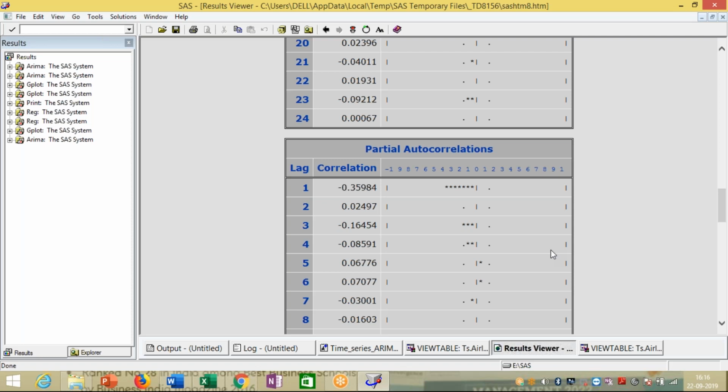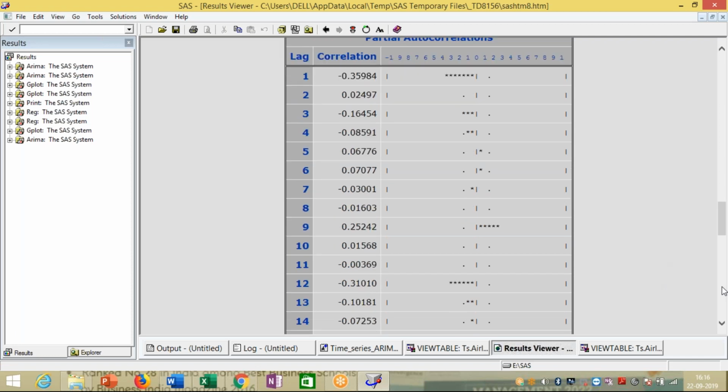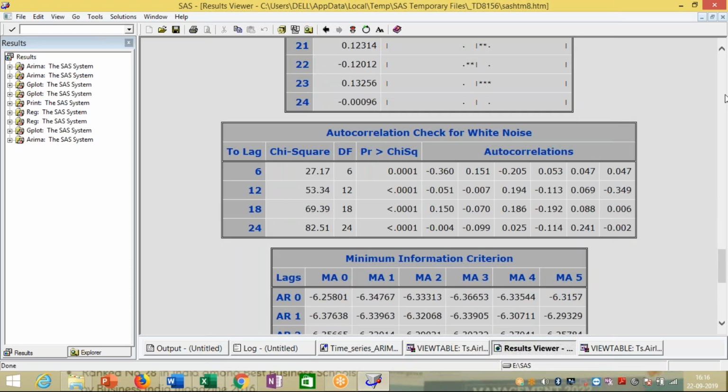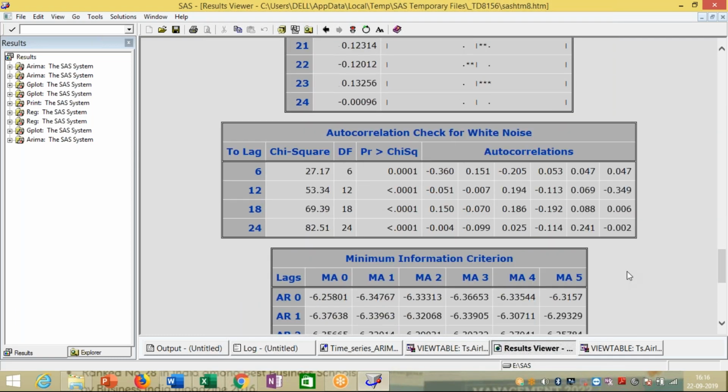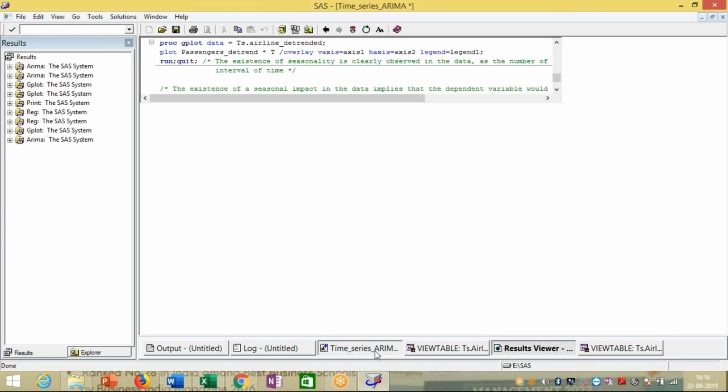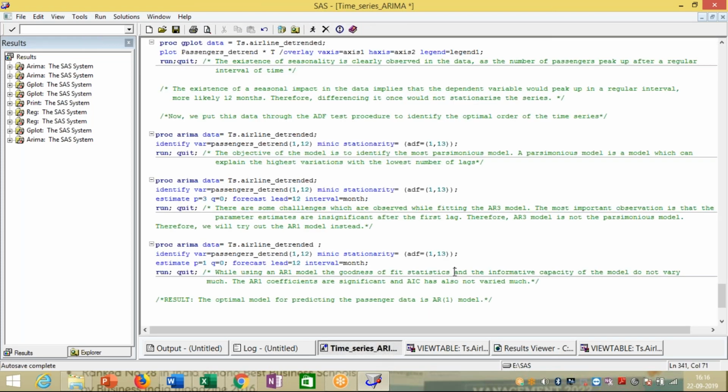Now if it's AR2, then the first two lags must be statistically significant, the partial autocorrelation, and then it must go down to 0. But what we see over here is that this is not really the case, right? The partial autocorrelations are also statistically significant. The reason why we have this is that there is an element of seasonality which has not been taken care of.